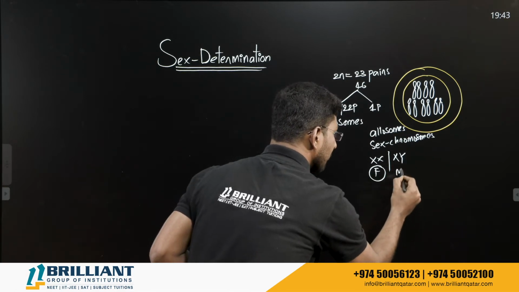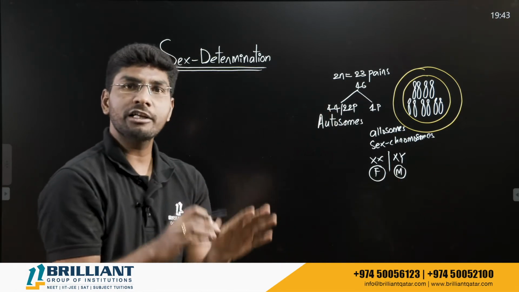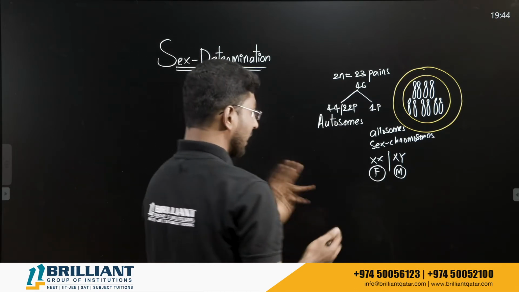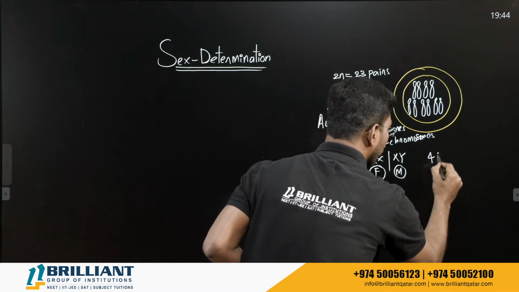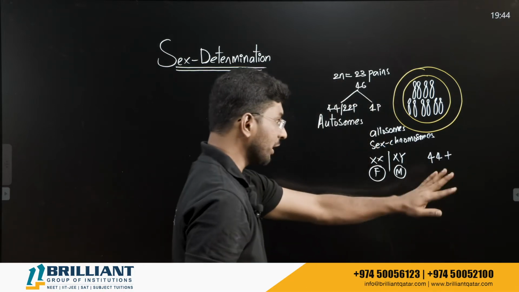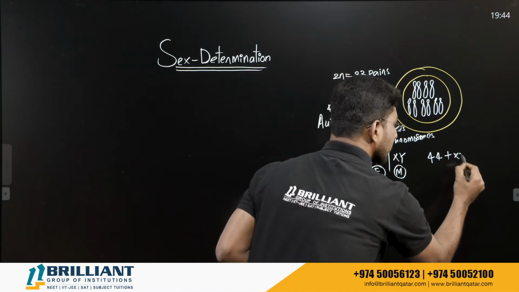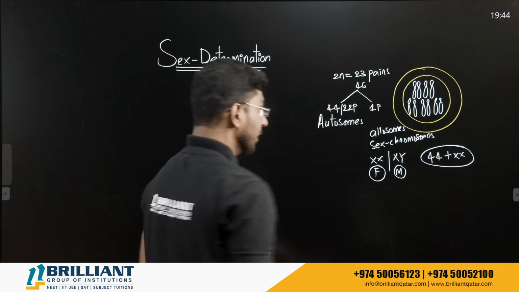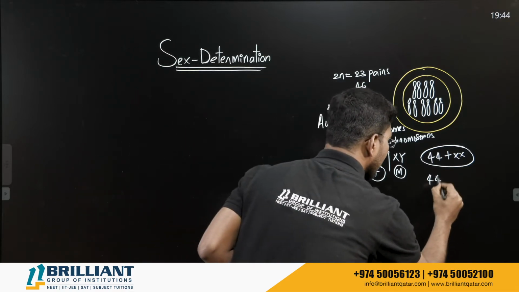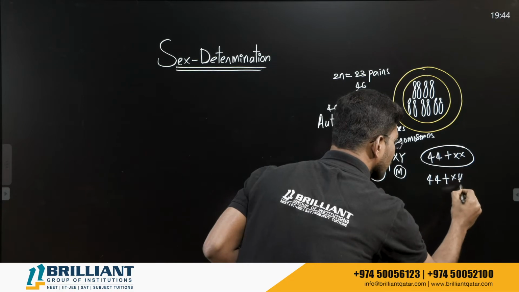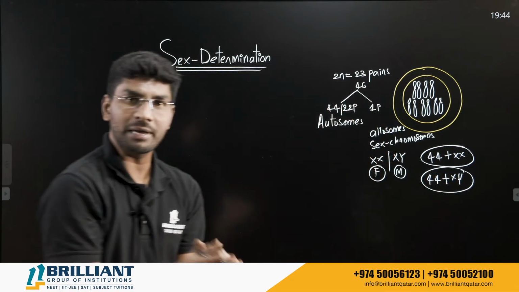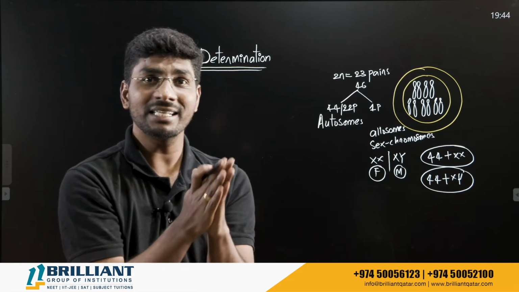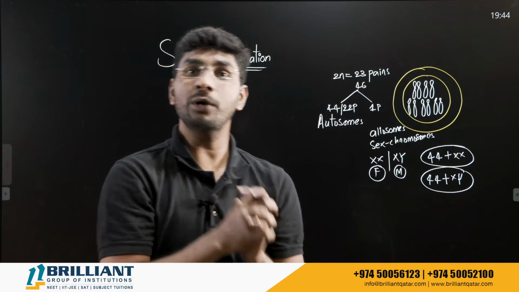This is male. If you write the normal karyotype of a normal male and normal female human, I can write: 44 autosomes, 22 pairs, plus XX. This is the normal female karyotype. Next, 44 plus XY. This is the normal male karyotype. You understand? So the sex chromosomes actually determine the sex of the young one. But we need to understand something.